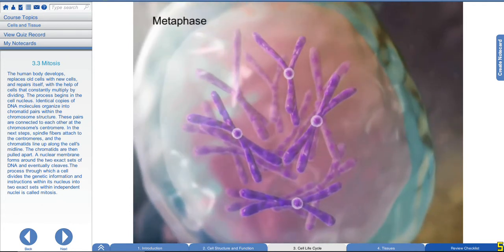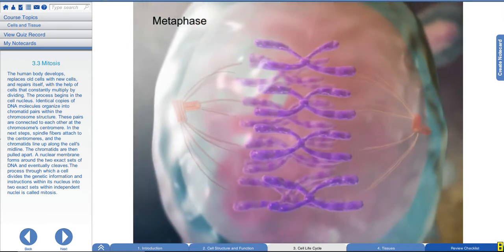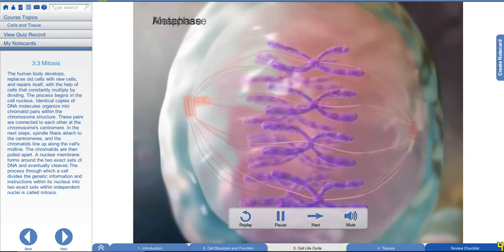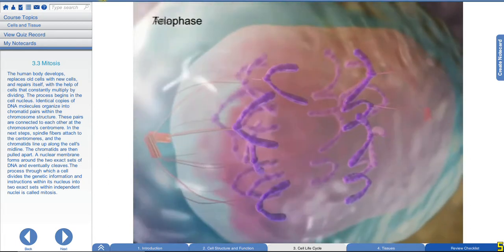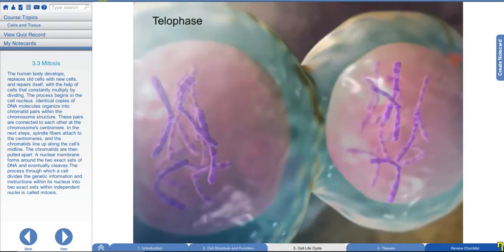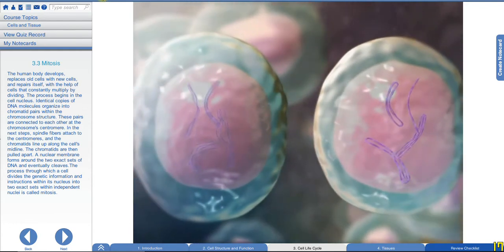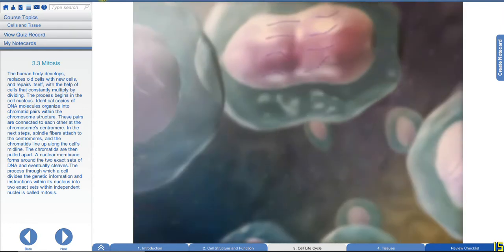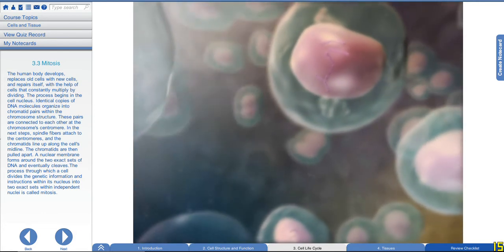In the next step, spindle fibers attach to the centromeres and line up along the middle. The chromatids are then pulled apart. A nuclear membrane forms around the two exact sets of DNA and eventually cleaves. The process through which a cell divides the genetic information and instructions within its nucleus into two exact sets within independent nuclei is called mitosis.